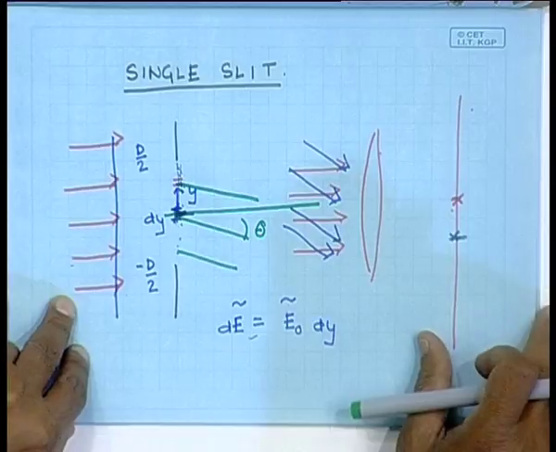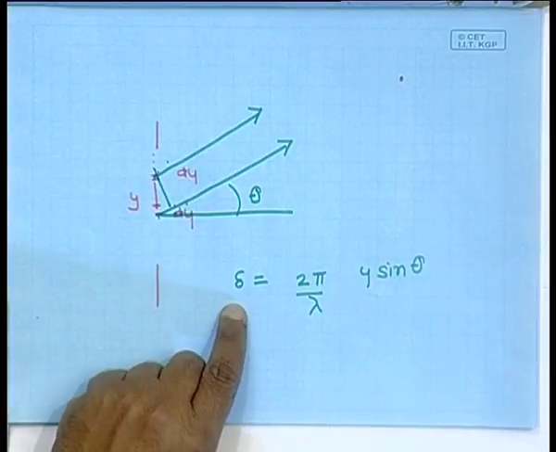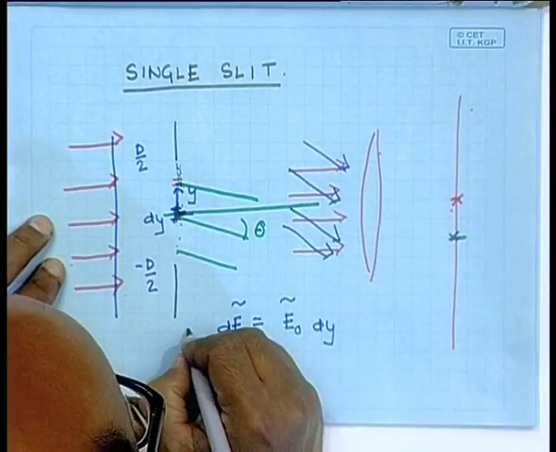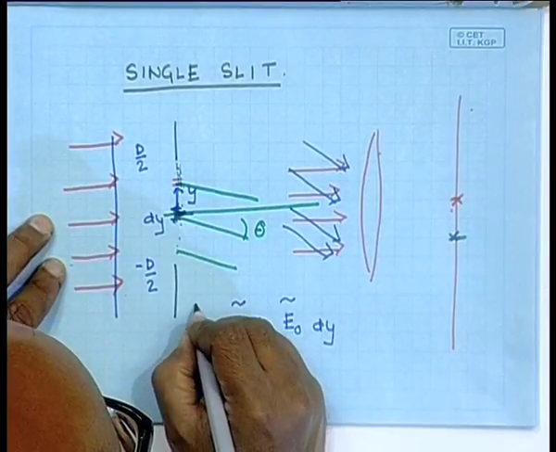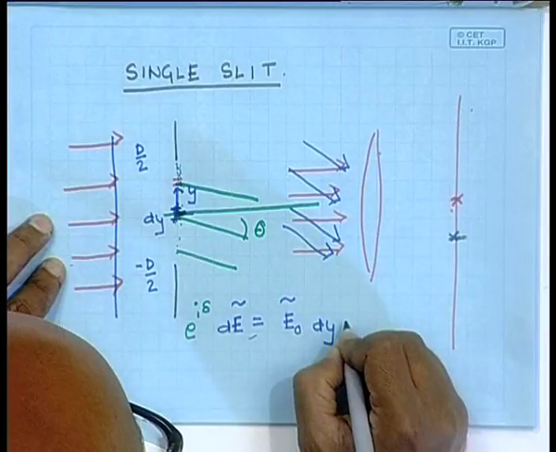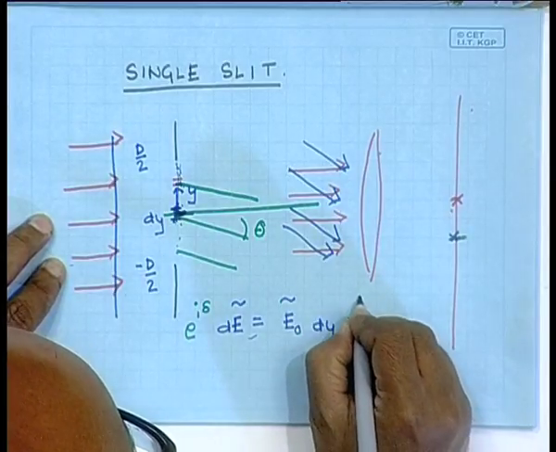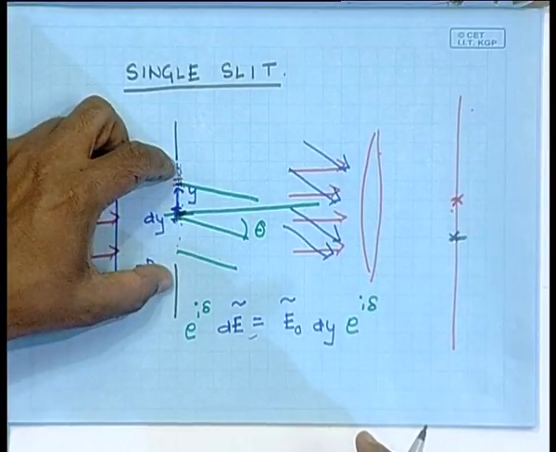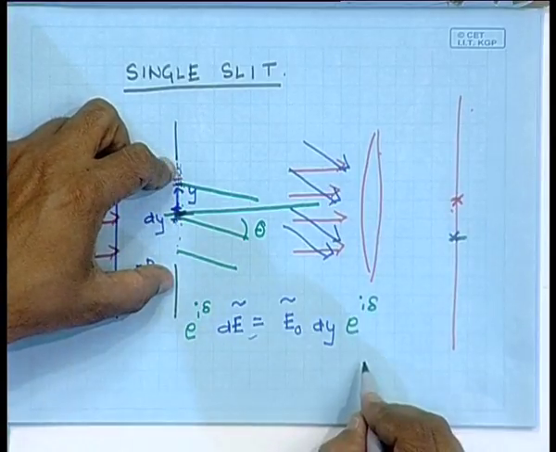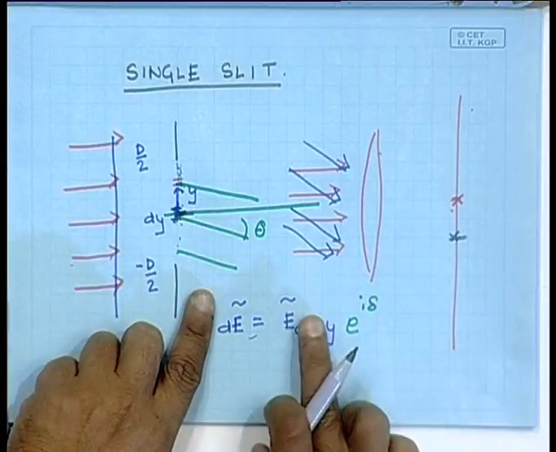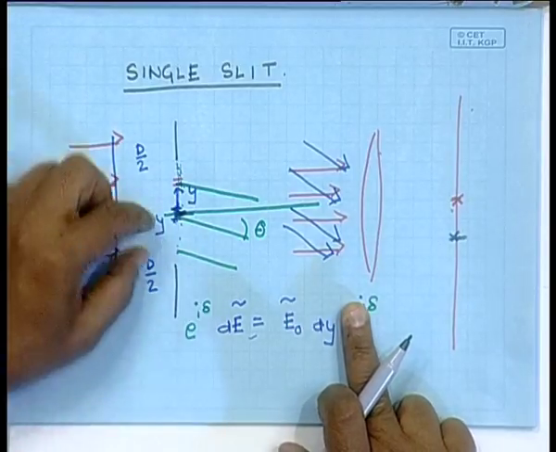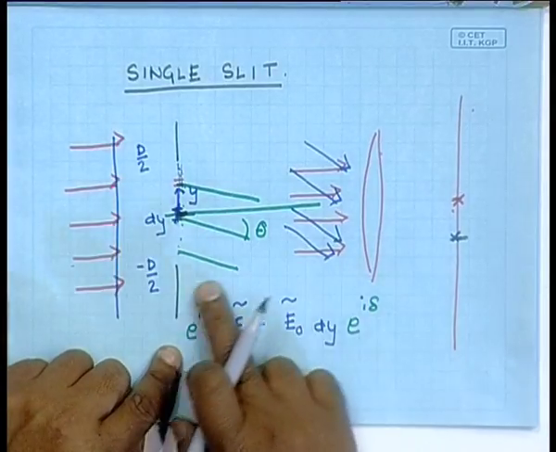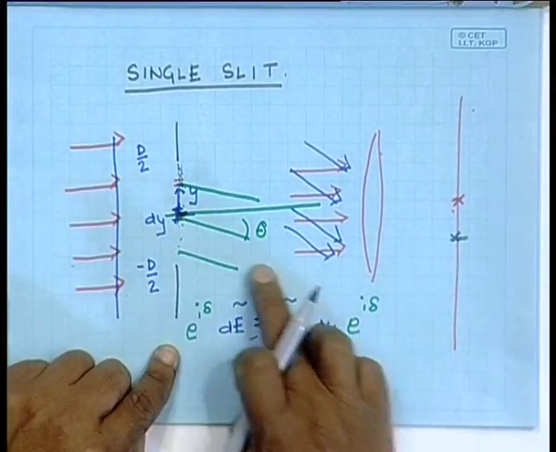The phase difference is delta, which I have calculated just now over here, and so the contribution from any element dy on the slit is going to be this. If the element were at the center, it would be just this much, but if the element is shifted a distance y from the center, there is going to be a phase difference, because it has to travel a different path to this point.